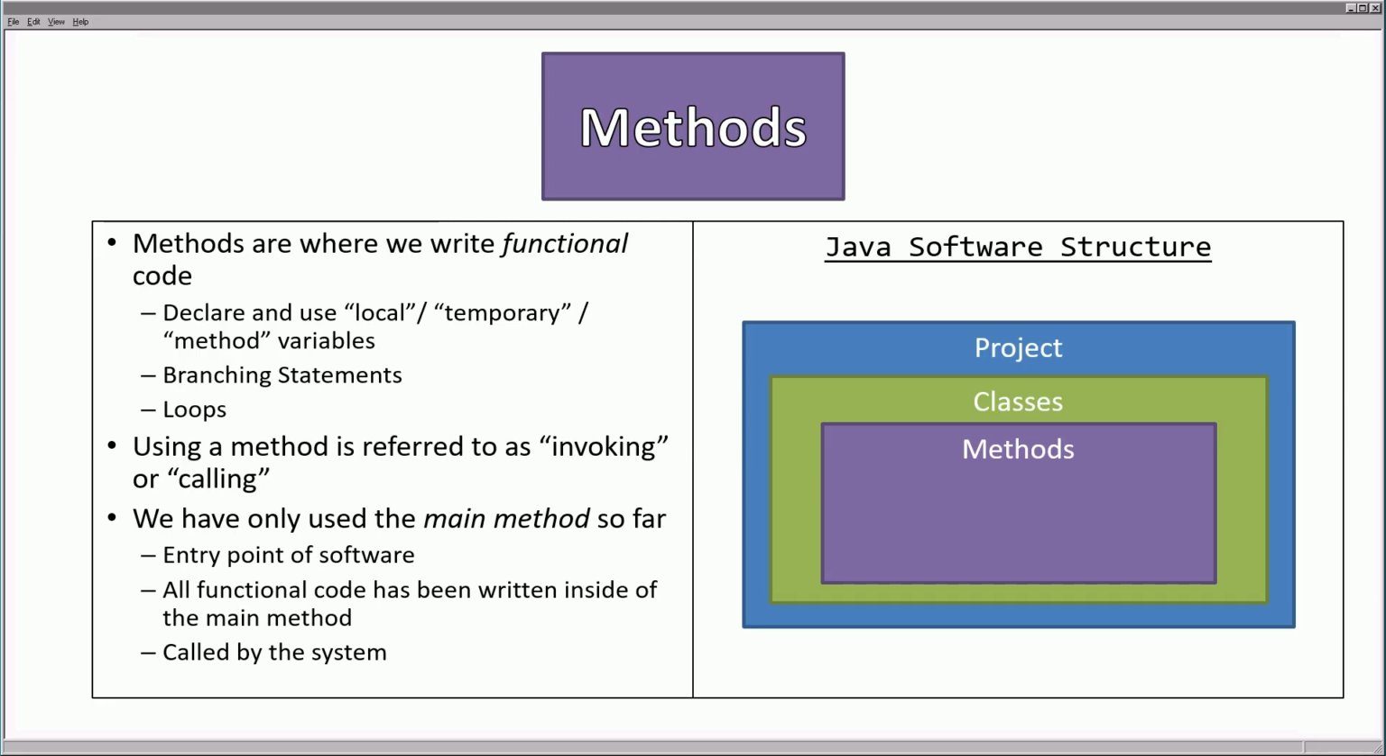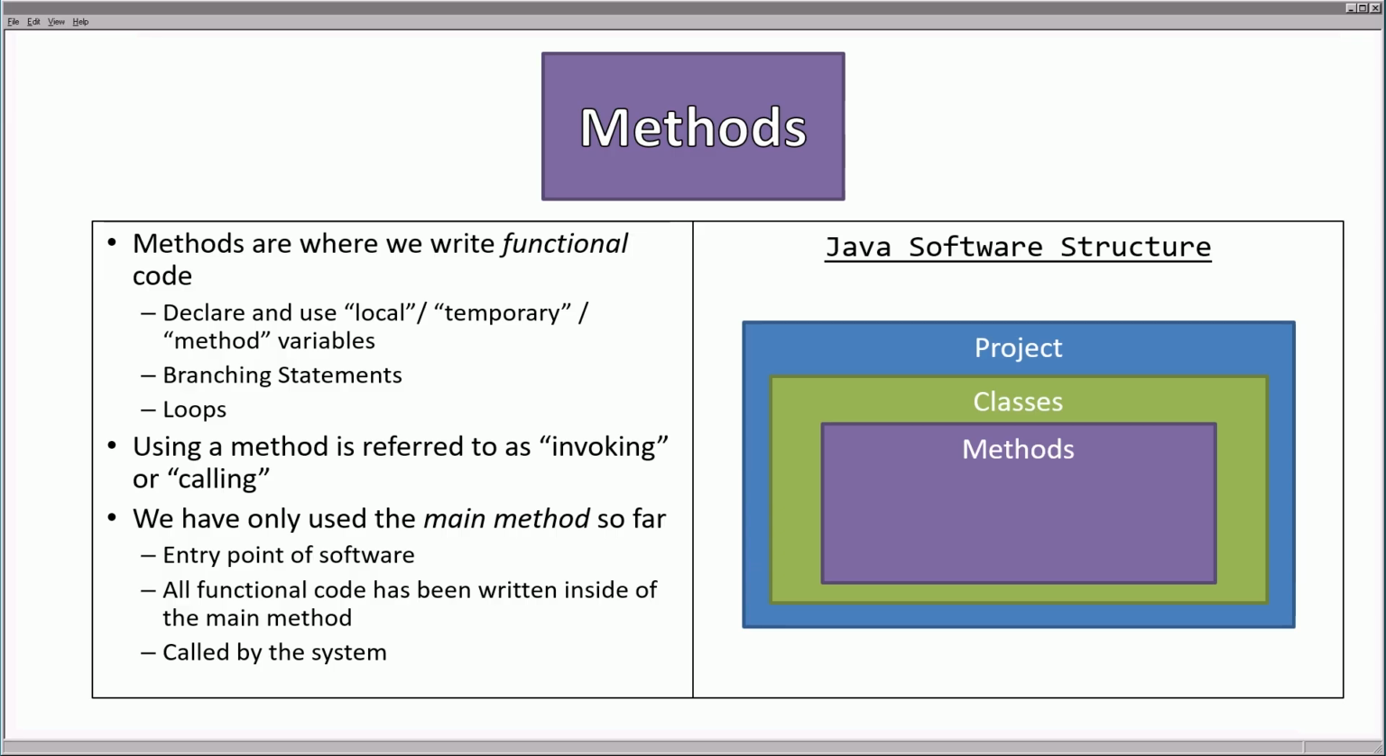Today, we begin discussing methods. Now, methods are where we write functional code, and some of that involves where we declare and use variables such as local, temporary, or method variables, which are basically the same idea. This also goes true for branching statements and loops. Essentially, everything that we've learned before, we understand that that functional code is placed inside of a method.